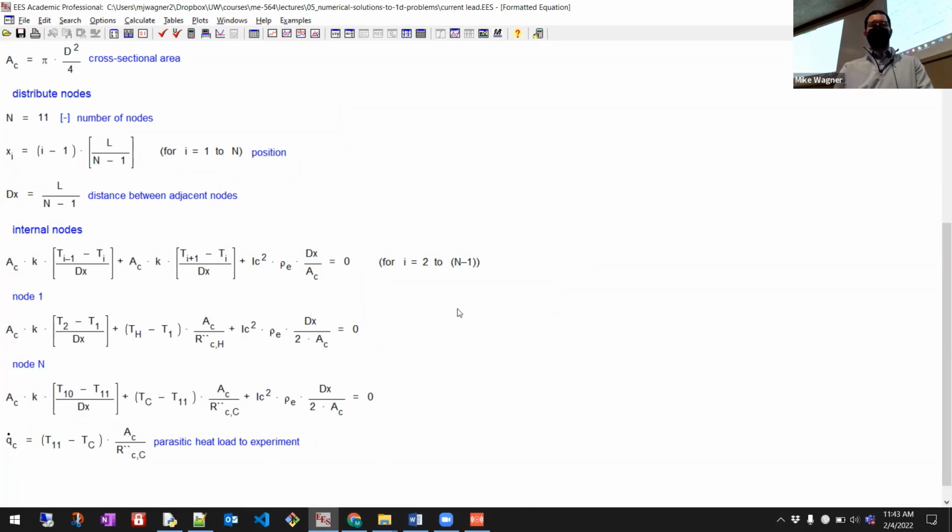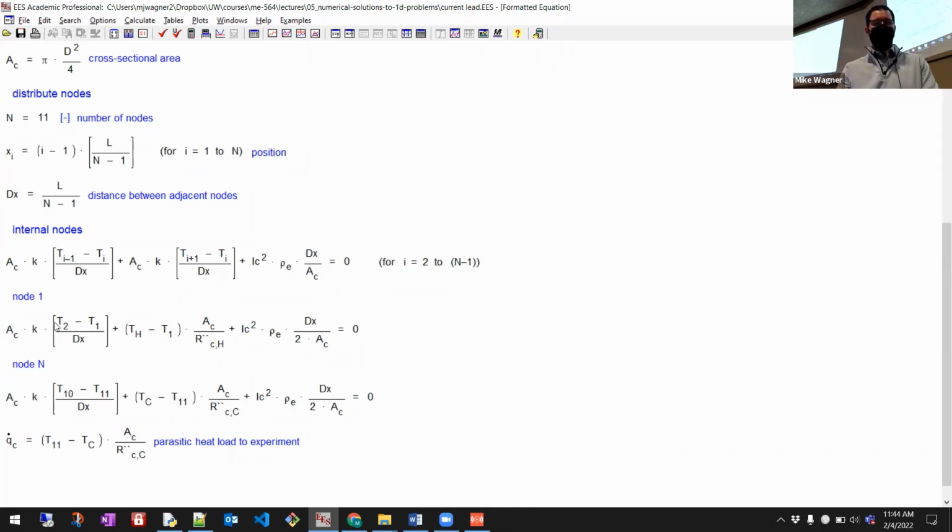Note that we don't have to be explicit, even though T_{i-1}, T_i, and T_{i+1} are all mixed together in this equation. EES is very happy to solve that. It doesn't care that you're not explicitly solving for things and assigning them. So that's for the internal nodes.